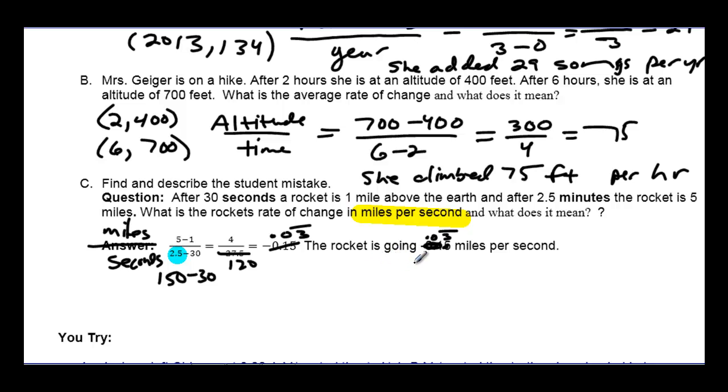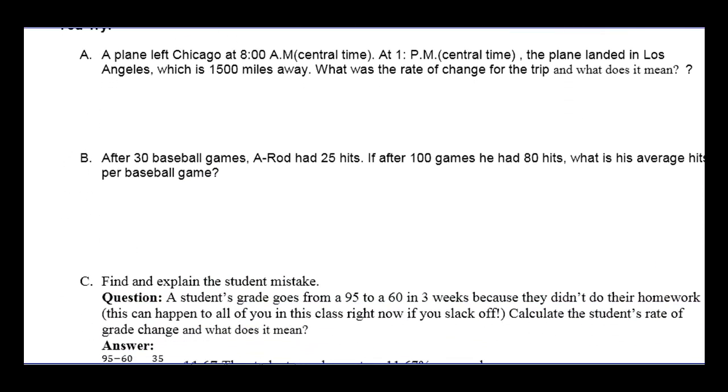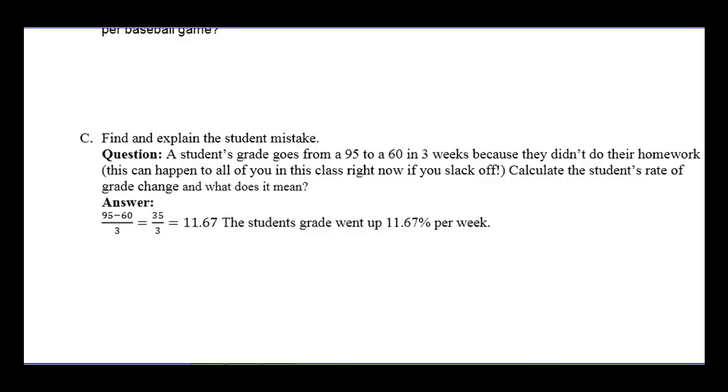It doesn't make sense. You're going negative miles per second, or are you going positive miles in negative seconds? Either way, it doesn't make sense to have a negative number there. So using your logic could help you find these simple mistakes that we've seen in the two student errors so far. Let's move on. You have your You Try problems for you to do in class tomorrow.